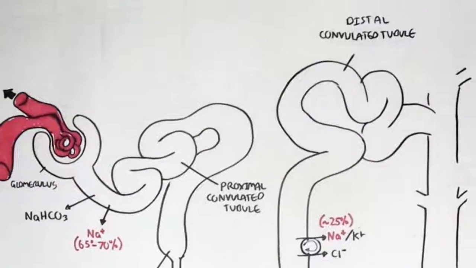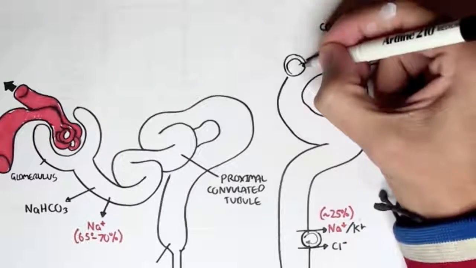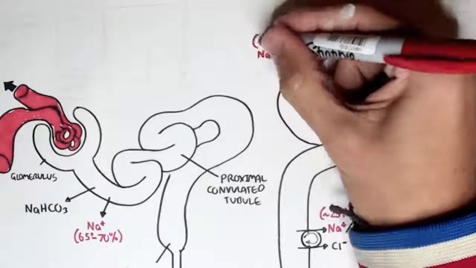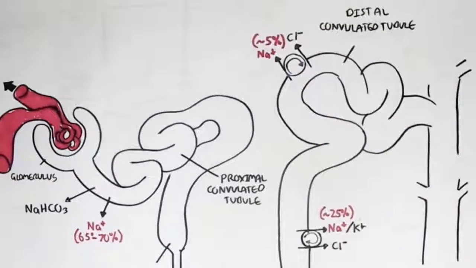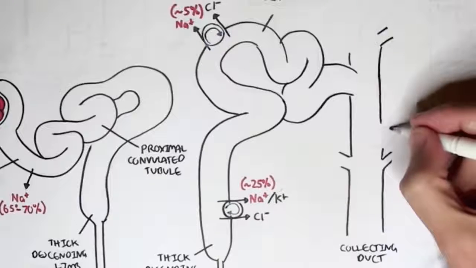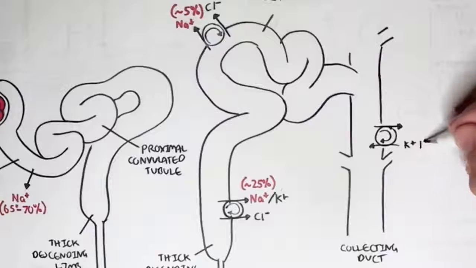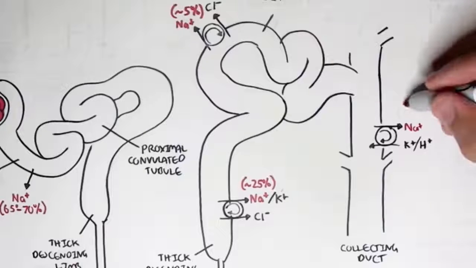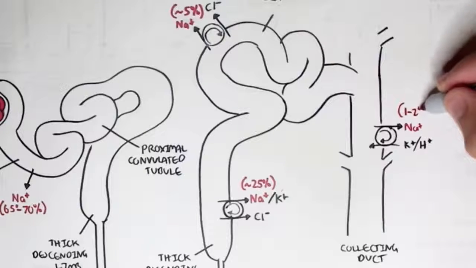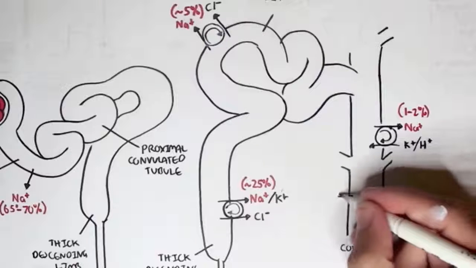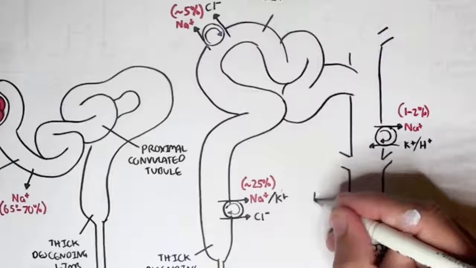And then we have in the distal convoluted tubules another symporter, a transporter, which reabsorbs sodium and chloride ions. About 5% of sodium is reabsorbed. And finally, in the collecting ducts, we have a final transporter, which reabsorbs sodium but secretes potassium, and this only reabsorbs about 1% of sodium, so not that much. Water can also be reabsorbed within the collecting duct.